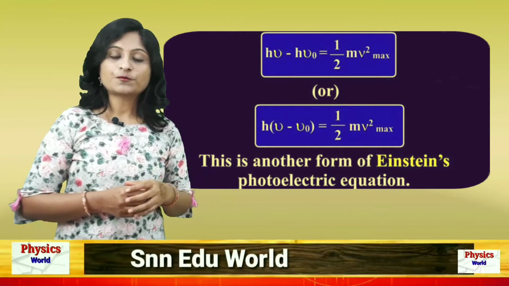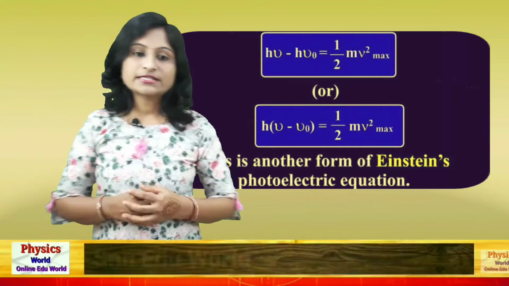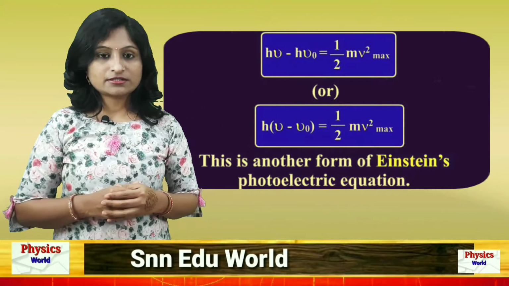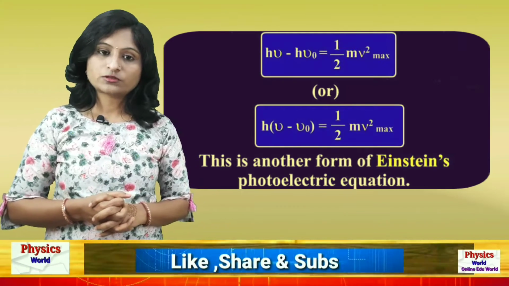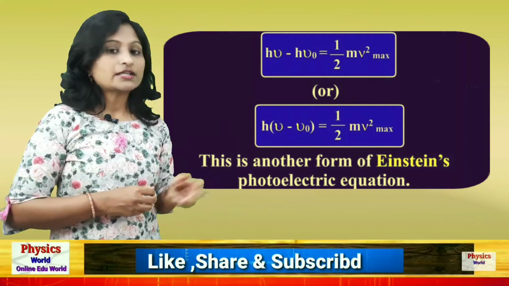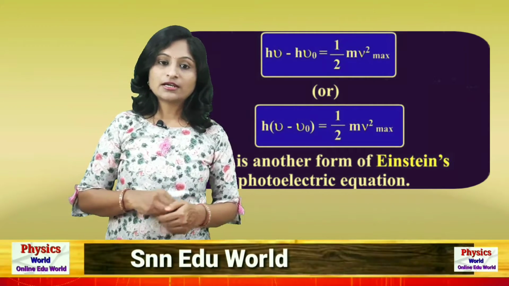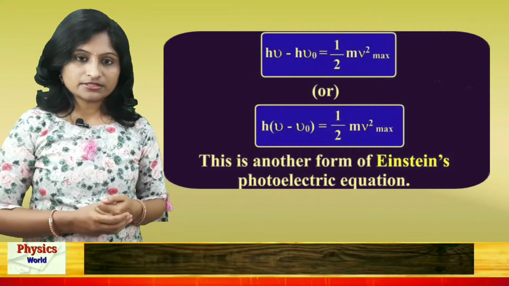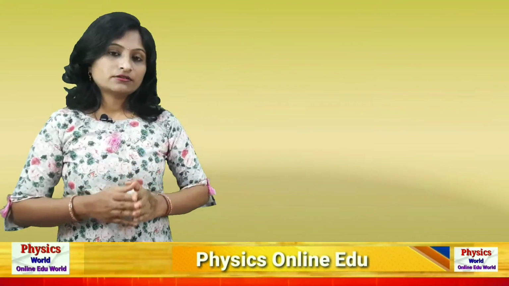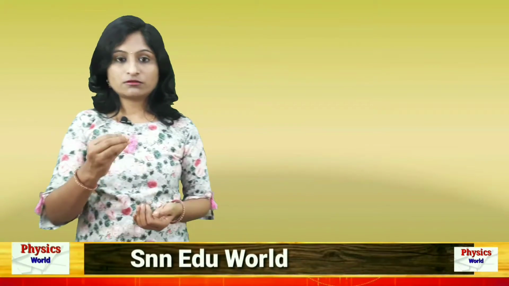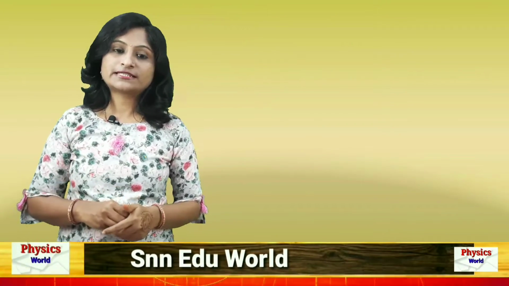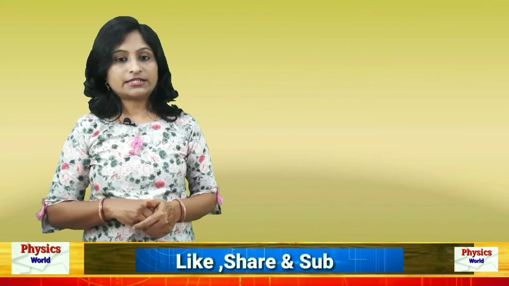So there are two formats, as we discussed. The first is h nu minus W equals 1/2 mv square, and the second is h into nu minus nu naught, where we introduce the threshold frequency, and it is again the kinetic energy. Hope you understand his contribution, and from this equation we can conclude which frequency will produce the photoelectric effect.